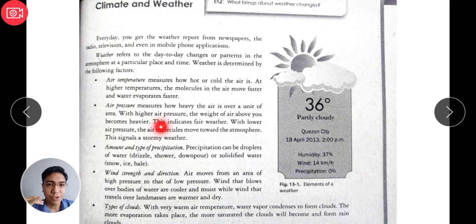So, first is the air temperature. Of course, when you say temperature, that is the hot or coldness of an object. So here, very particular with the air, the temperature of the air. So higher temperatures, we know that if the molecules have high temperature, it will move faster. If it has a low temperature, of course, hindi ganun kabilis yung movement ng mga molecules niya. So with that, water will evaporate faster.